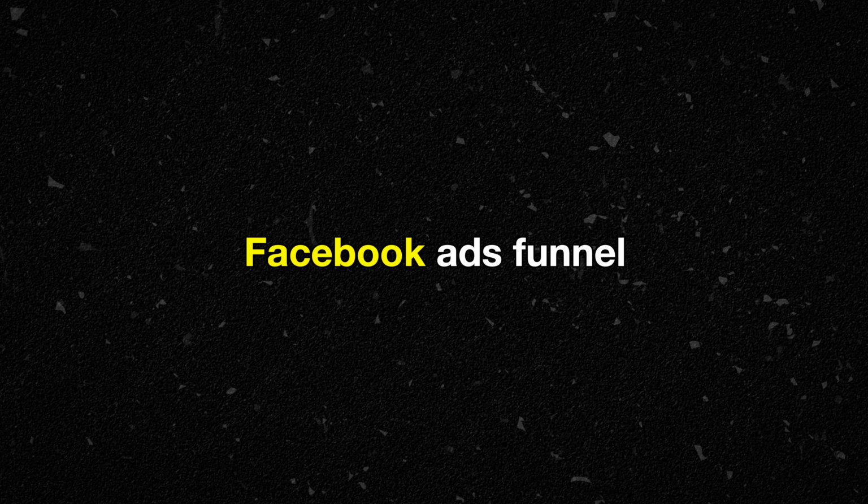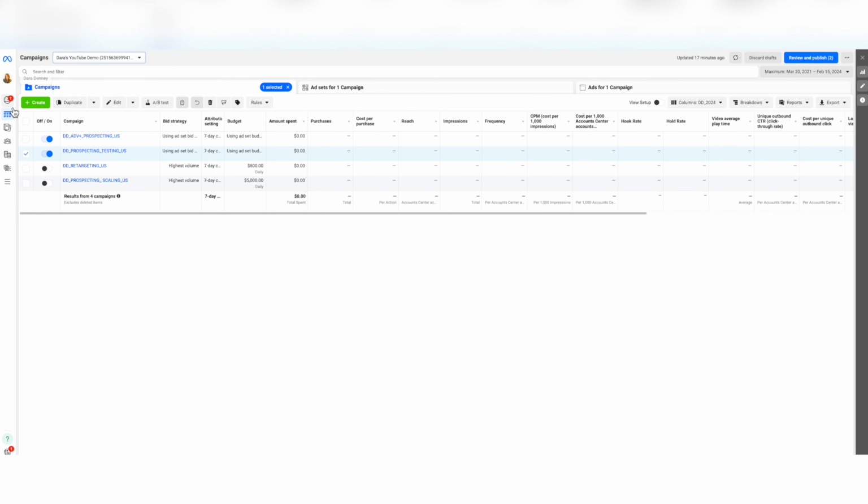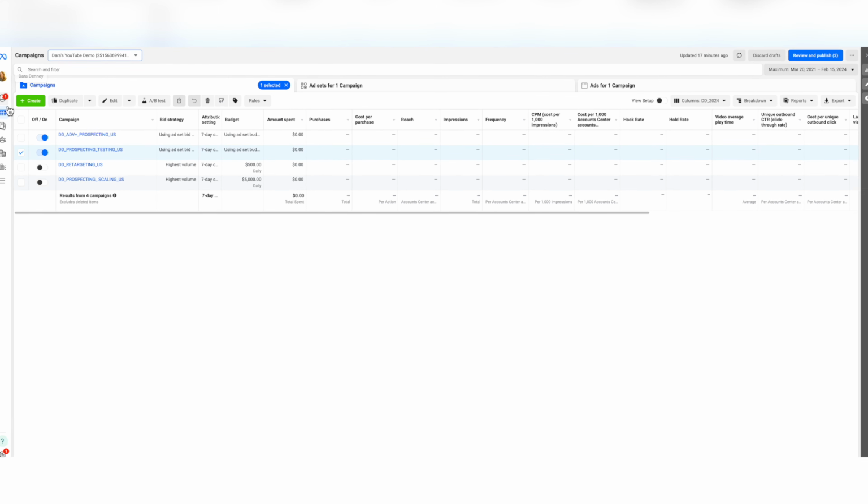Now, one other fundamental thing that you need to understand when building out your core Meta Ads account structure is this. You do not need to create a Facebook ads funnel to be successful. In fact, this is probably going to waste a ton of money, especially if you are in direct to consumer or e-commerce. And the reason why is because consolidation really does tend to yield the best results.